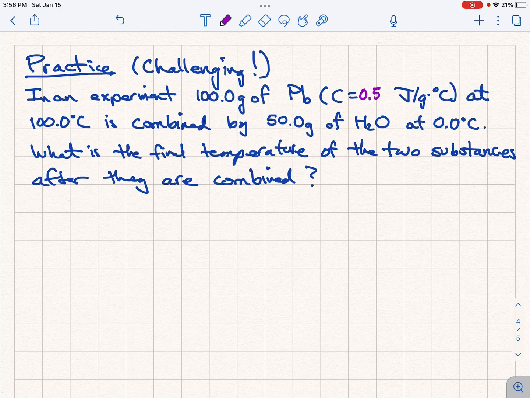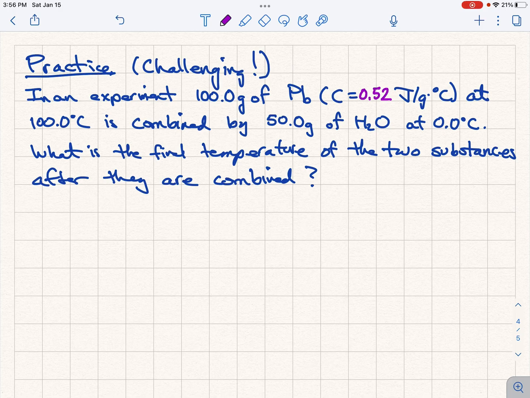0.52, okay? So in an experiment, 100 grams of lead with a made-up heat capacity at 100 Celsius is combined with 50 grams of water at 0 Celsius. What's the final temperature of the two substances? Okay, so try to work this on your own. If you're not, pause this right now. If you're not sure, I'm going to give a couple hints.